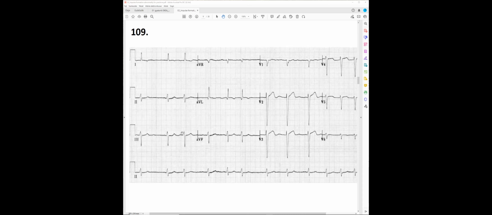Okay, let's continue. What about the impulse formation? Where the impulse is formed? I'm not really sure about it.